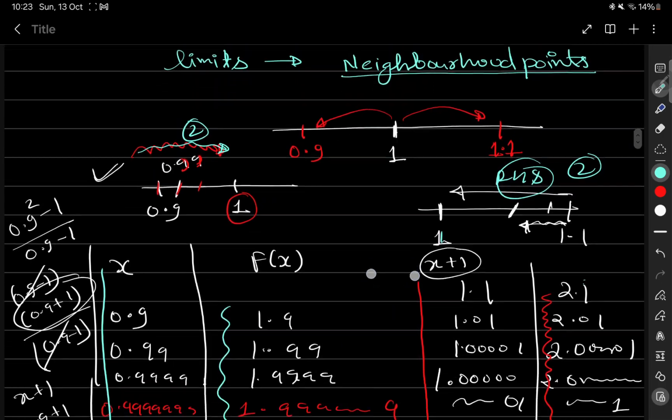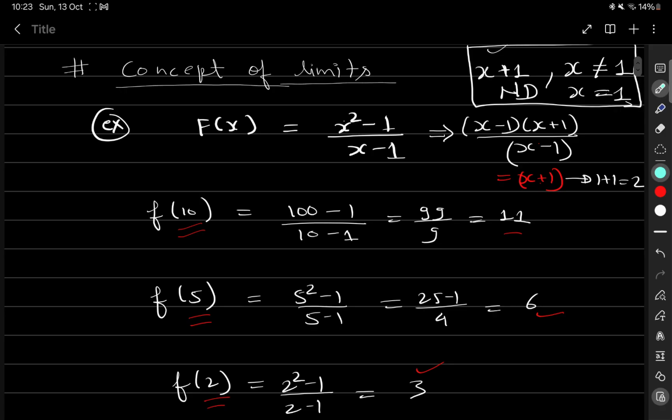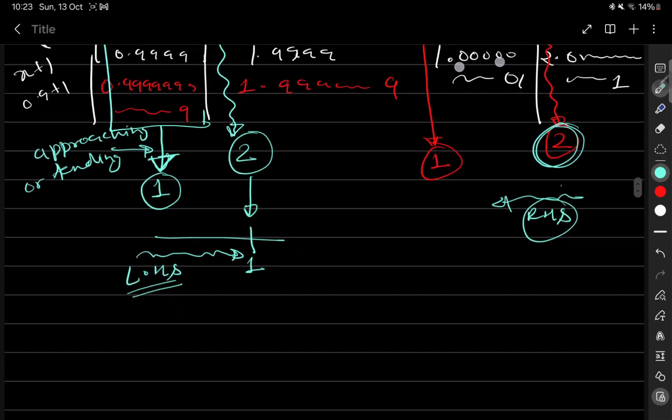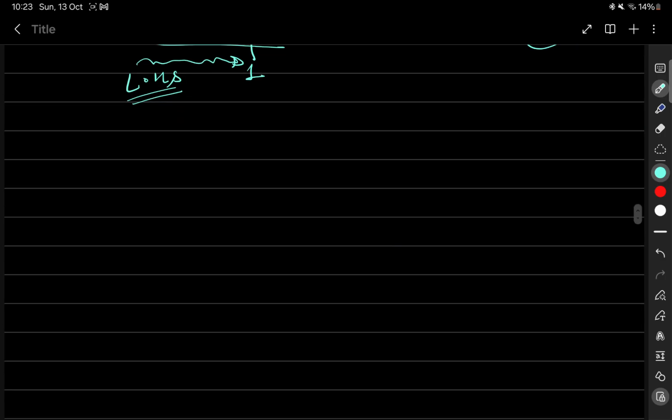Got it. So we got our answer: we are unable to find the value at 1, but with the help of limit it is possible to find values when we are getting 0 by 0 form or not defined, and then we require limit. Okay, got it. So you understand the concept behind limit and why we need limit. Okay, let's start our topic.